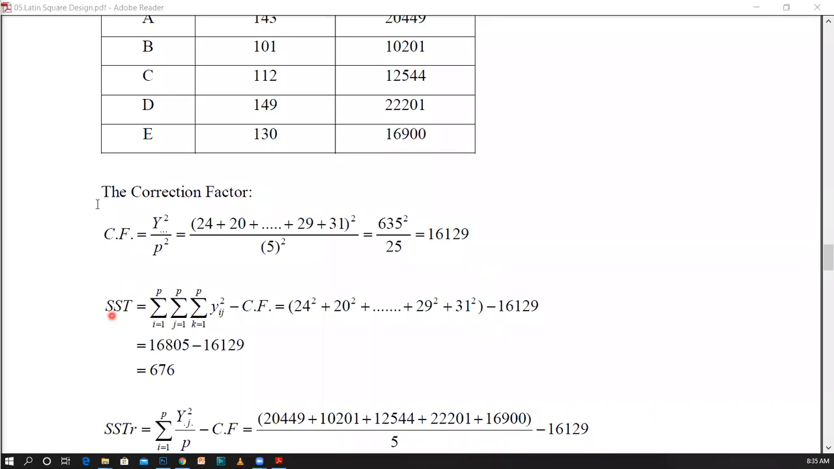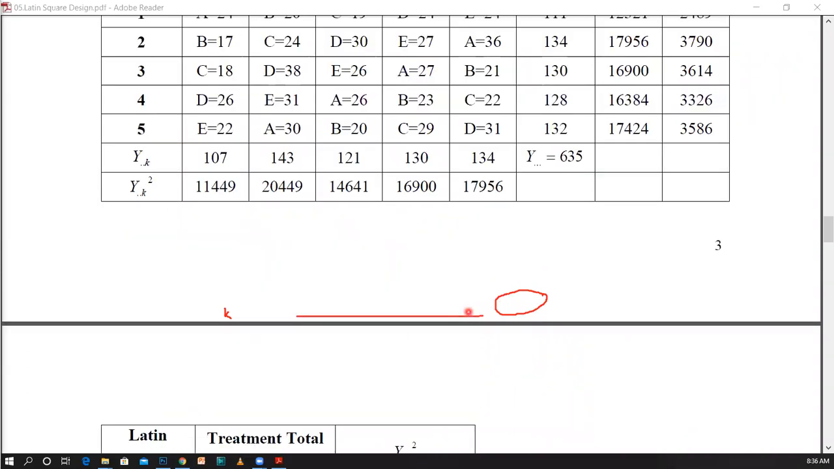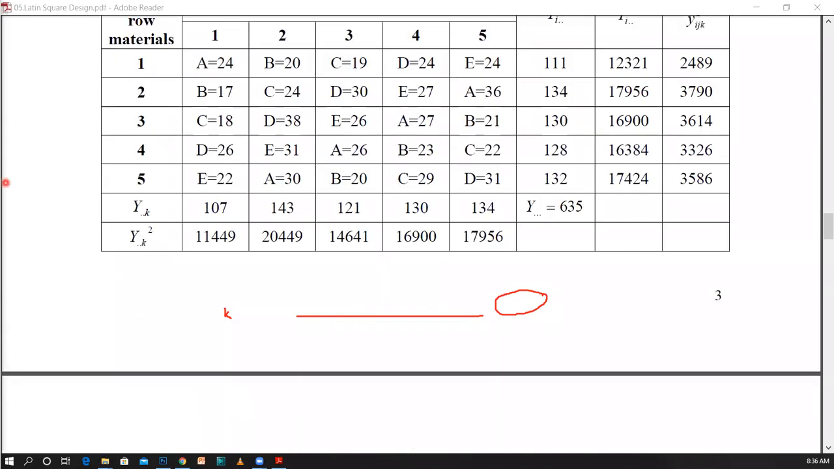And thereafter, what we can do is we can have this SS total. When we are getting this SS total, we have to get the summation of the square term of observations. It is yijk squared minus the correction factor. It is the square term of all these values minus the correction factor. To obtain these values, you can square each and every term and then add them, or else you can simply get the summation of this last column.